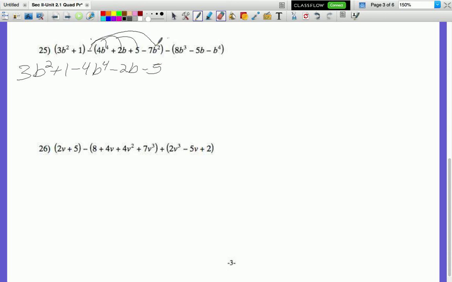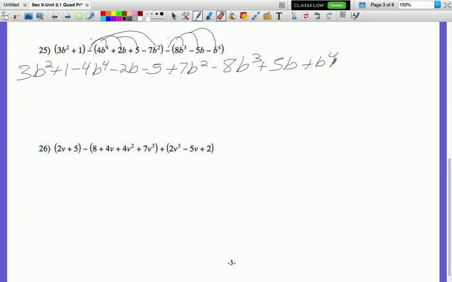Negative times a negative is a positive 7b squared. That takes care of the middle polynomial. Now let's work with the right side, the very right side polynomial. We take this negative, we distribute it. We get a -8b cubed. Negative times a negative is a positive 5b. And a negative times that, last one, is a positive b to the fourth.